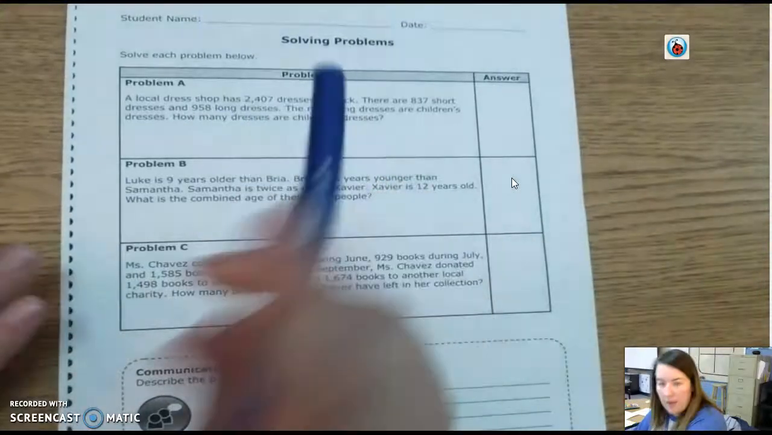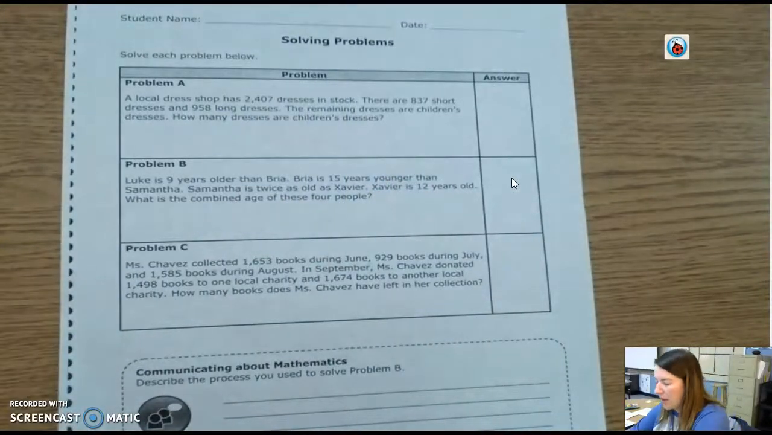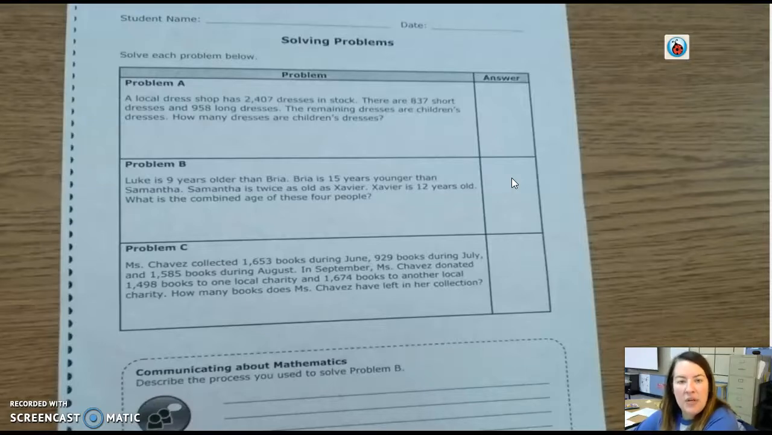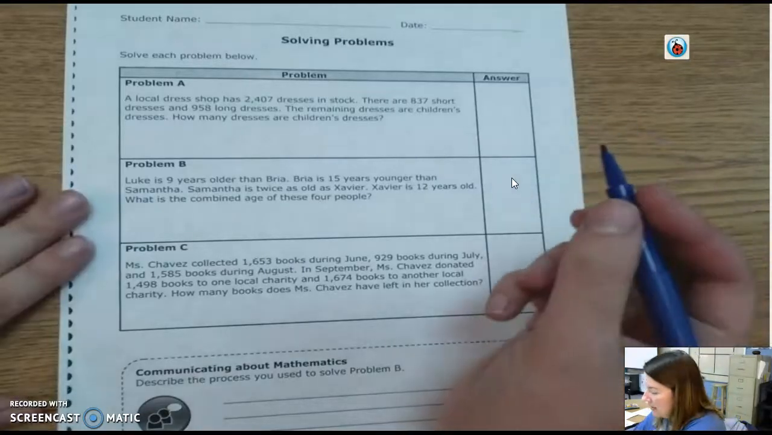So let's take a look here at problem A. Problem A says, a local dress shop has 2,407 dresses in stock. There are 837 short dresses, 958 long dresses, and the remaining dresses are children's dresses. How many dresses are children's dresses? I read through the first time. I'm going to read through a second time. This time I'm going to mark important things in the story that are going to help us solve the problem. So let's read it again.